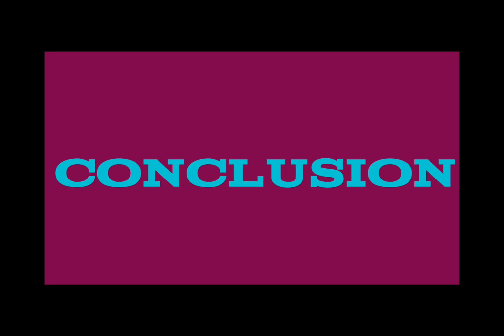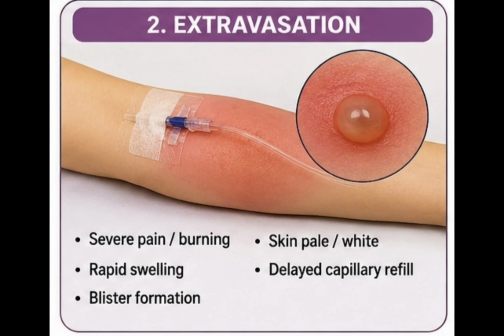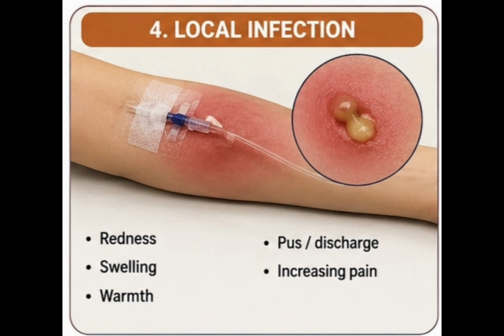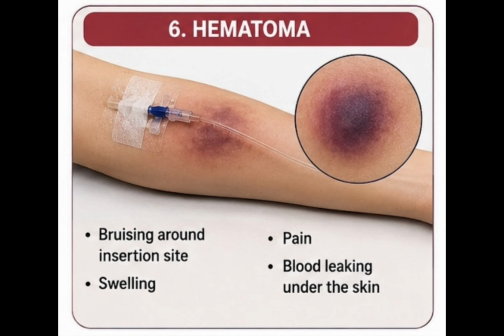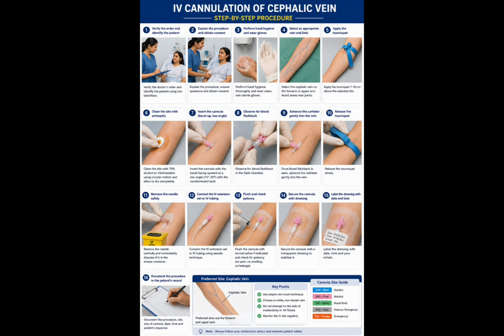That brings us to the end of today's session on the common complications of IV cannulation. As nurses, successfully inserting an IV cannula is only the beginning. Equally important are continuous assessment, early recognition of complications, timely nursing intervention, and adherence to evidence-based infection prevention practices. Remember, most IV cannulation complications, including infiltration, extravasation, phlebitis, local infection, IV occlusion, and hematoma, are preventable with appropriate vein selection, correct cannulation technique, regular monitoring of the IV site, and prompt action when early warning signs are identified.